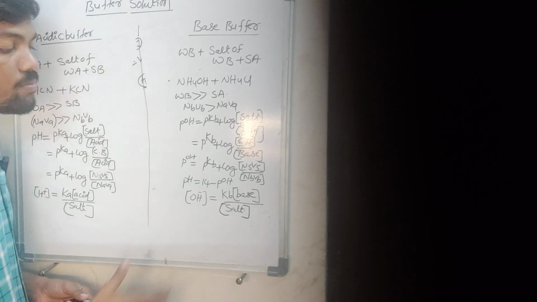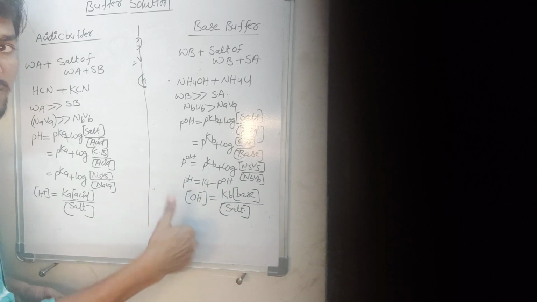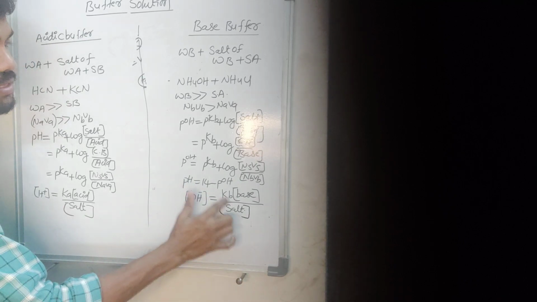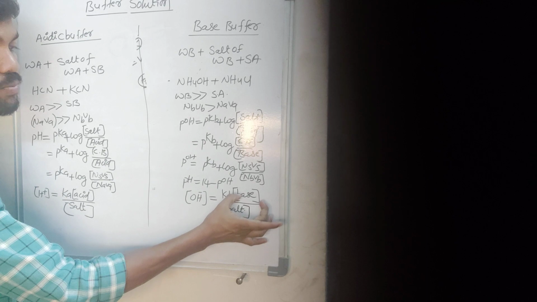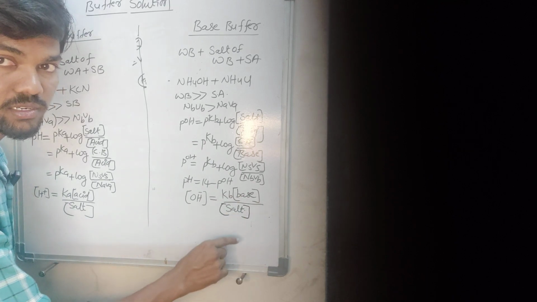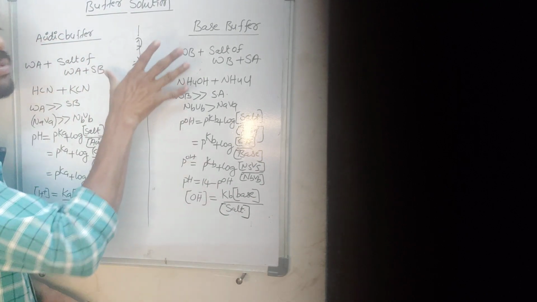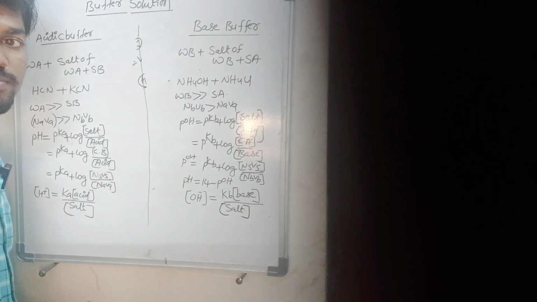Okay, minus from 14. 14 minus pOH, you will get the pH value. Understand? Next, OH concentration, how can you find that? This is a base, so Kb. Next, base concentration by salt concentration. In the place of salt concentration, we can use the conjugate base solution. Okay, these are the basic buffer solutions.